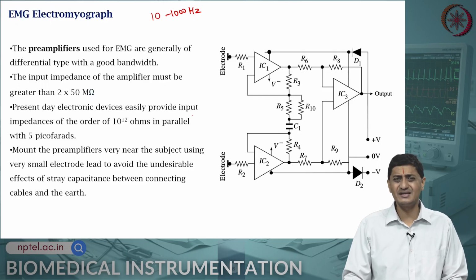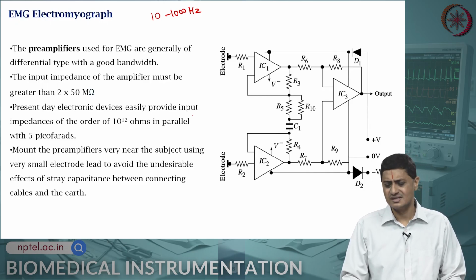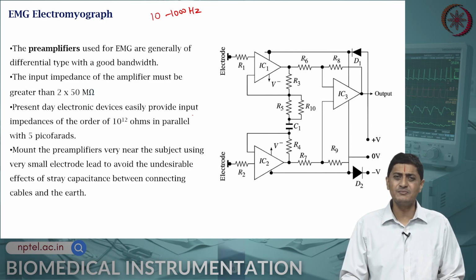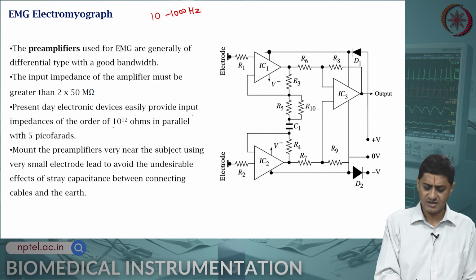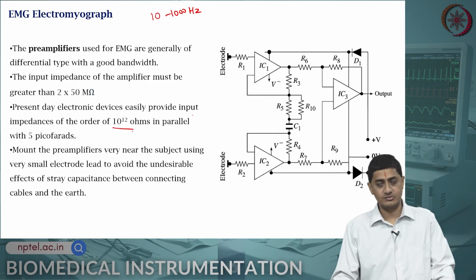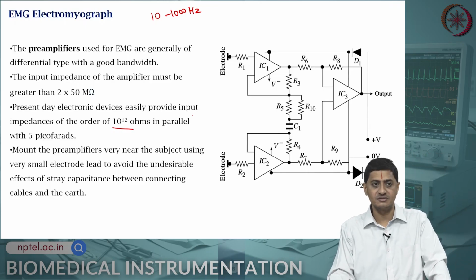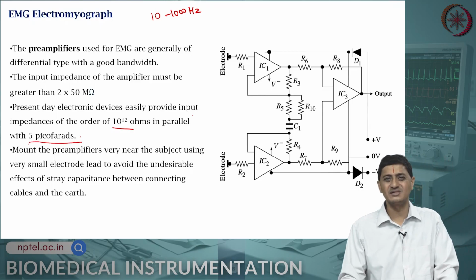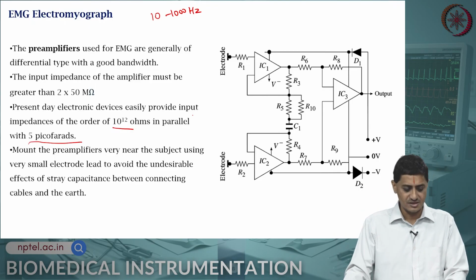But present day EMG specific amplifier chips easily provide input impedance of the order of 1000 giga ohms, 10 power 12 ohms in parallel with 5 picofarads. So, nowadays this is not such a big deal, 100 mega ohms is not such a big deal.